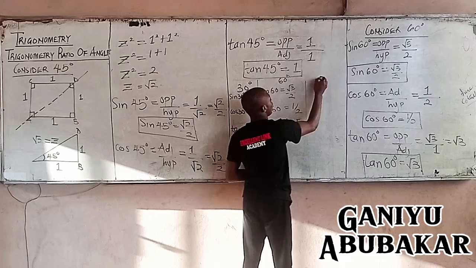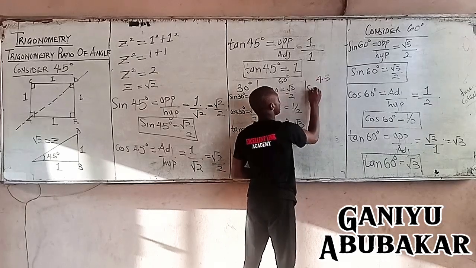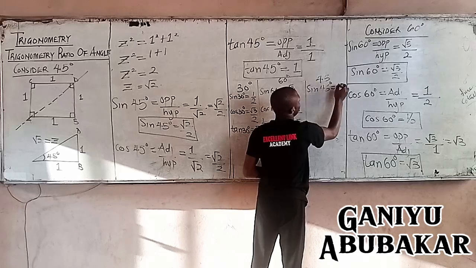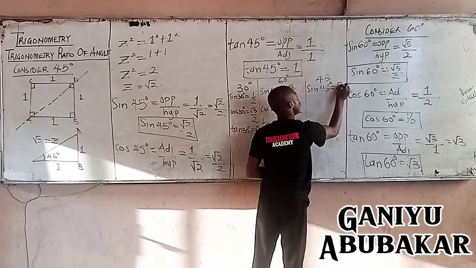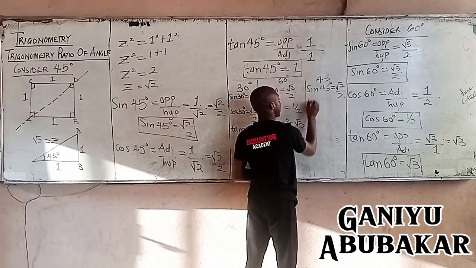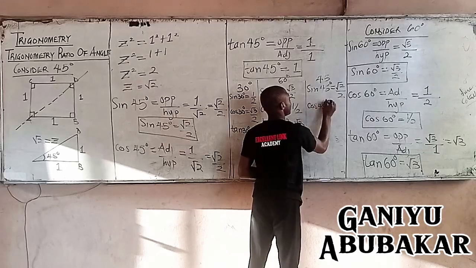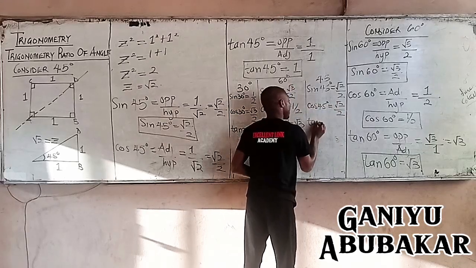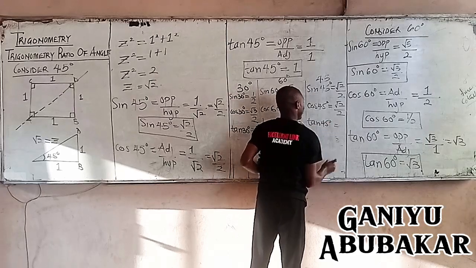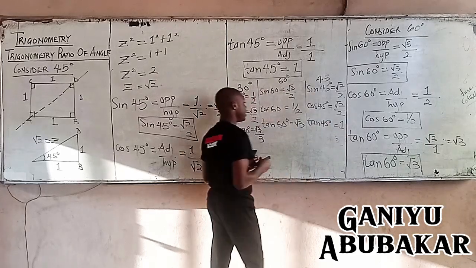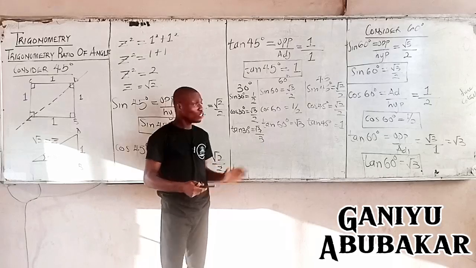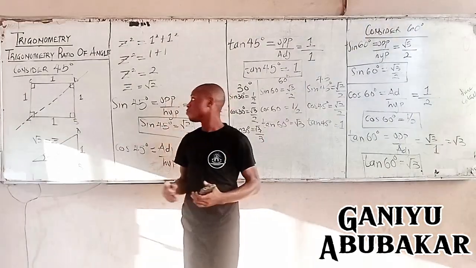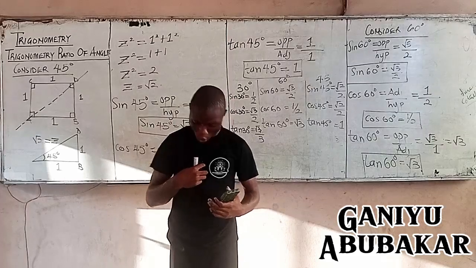Finally, for 45 degrees, sine 45 degrees is root 2 over 2. For cos 45 degrees, that is also root 2 over 2. Finally, tan 45 degrees is 1. So this becomes the main purpose of this class. Know these things, please. Very important. So this is the concept behind trigonometry ratios of angle.